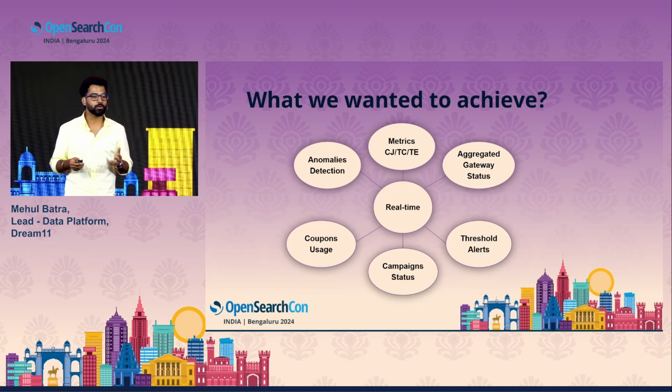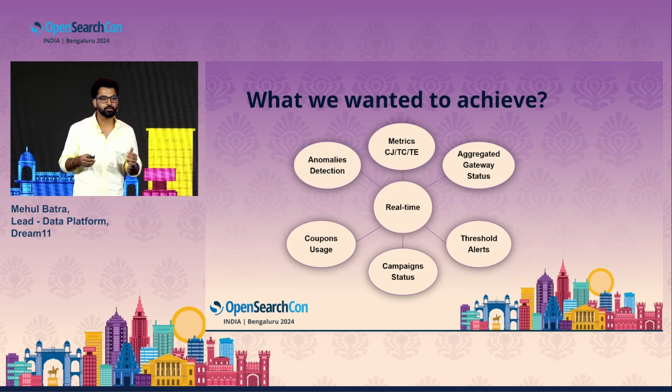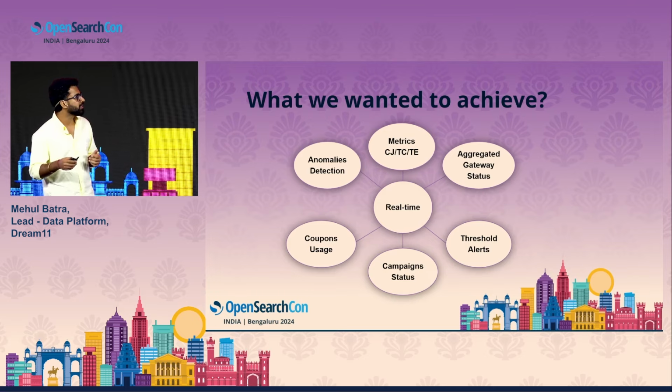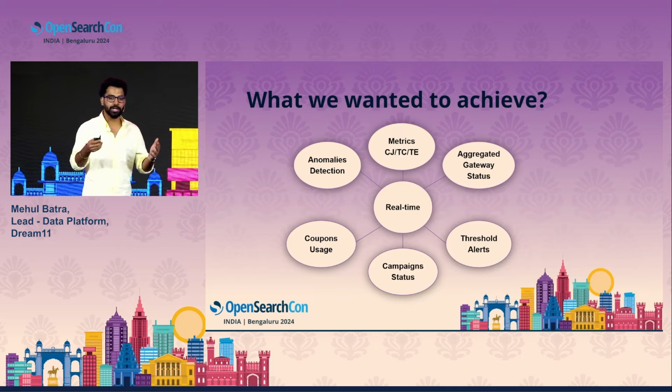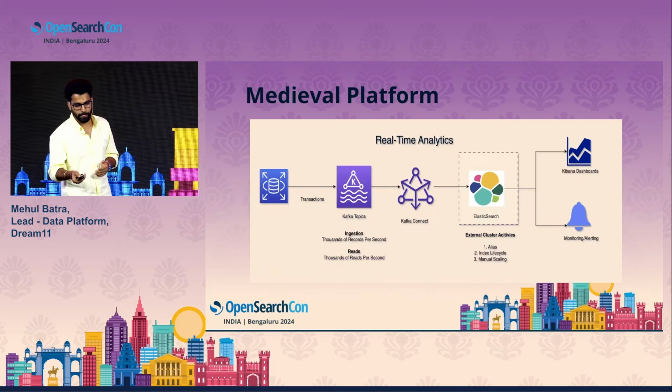we release a mega contest. If the mega contest gets filled more than 90%, we want the internal users to know that it has scaled up to 90%, and we want to take some action. So we'll shoot an alert via Slack.